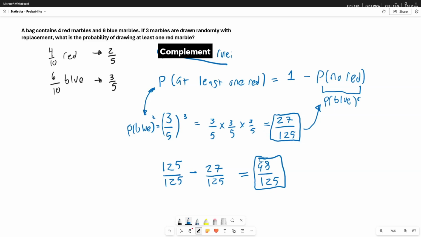So again, sometimes when they ask you at least one red, really what they're asking is: what is the probability that it is not red? And then you keep compounding the multiplication into smaller and smaller numbers. So the probability of getting blue 3 times is smaller. So when you subtract that from the 100% here, you would get a pretty high chance of getting red.